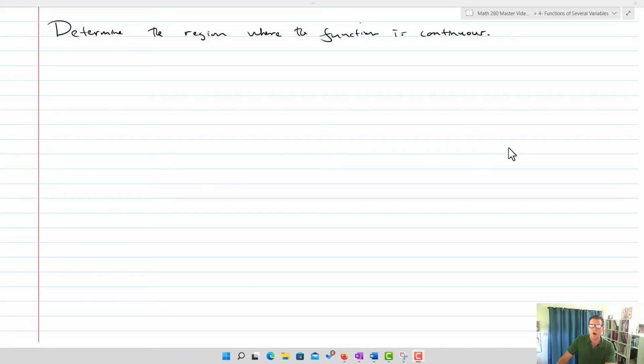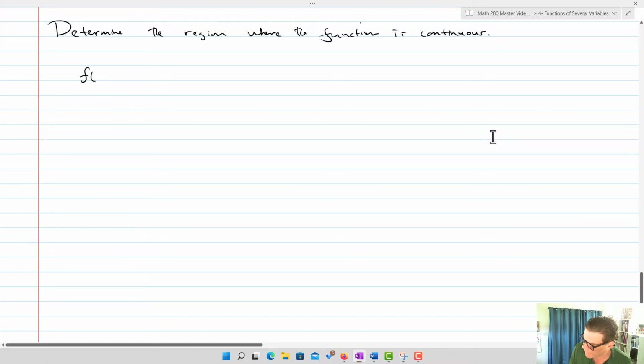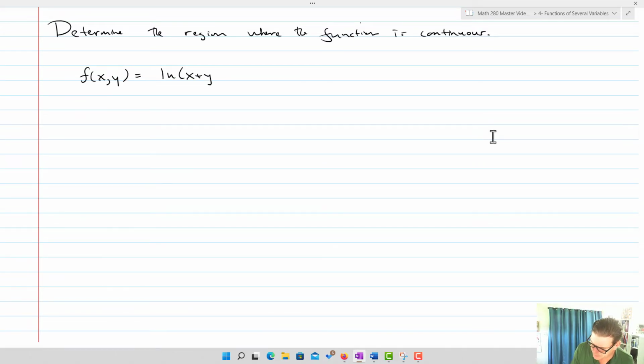So now, to end our brief conversation about continuity, what we want to do is look at and determine where an entire function is continuous. We've talked about continuity at a point. Remember that you can now talk about the continuity of a function on an interval. So let's say, for example, I have this function: f(x, y) equals the natural log of x plus y.